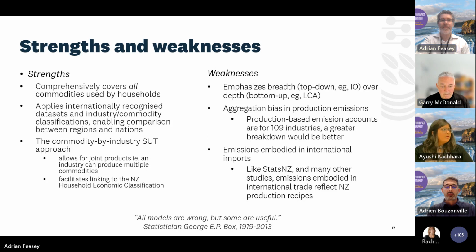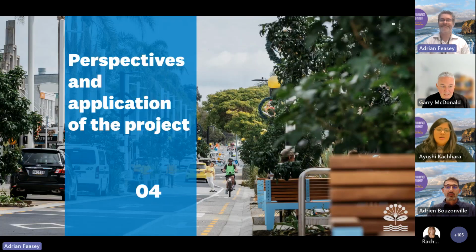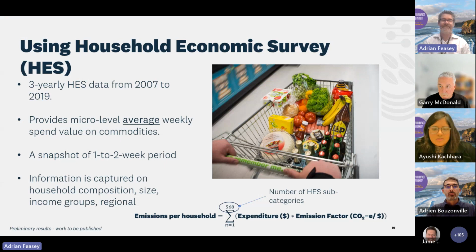Garry. So thanks, Garry. That's great. Garry's work has been a great milestone for us. It allows us to build emission profiles for households based on what we spend on, which is great because Stats NZ already collect the data on what we spend on.